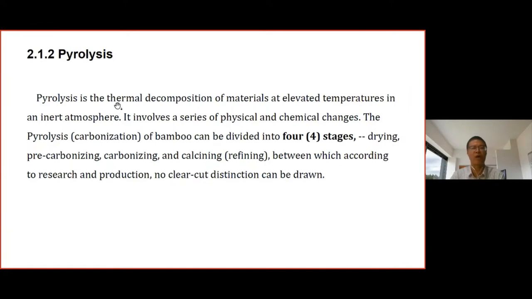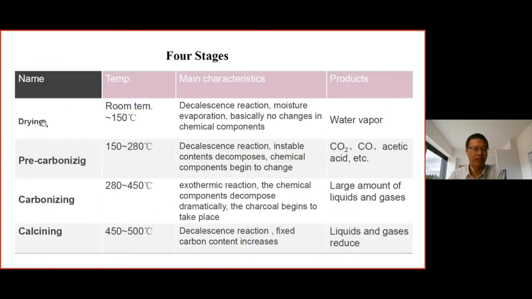Pyrolysis is the thermal decomposition of material at elevated temperature in an inert atmosphere. It involves a series of physical and chemical changes. The pyrolysis process of bamboo can be divided into four stages: drying, pre-carbonization, carbonizing, and calcining. There are different temperatures and different products, and they have different microstructures.